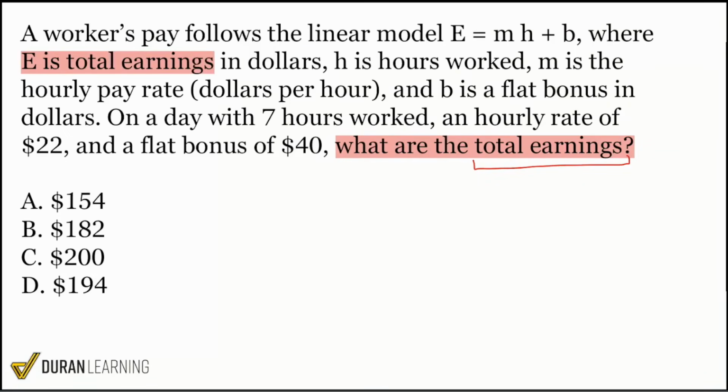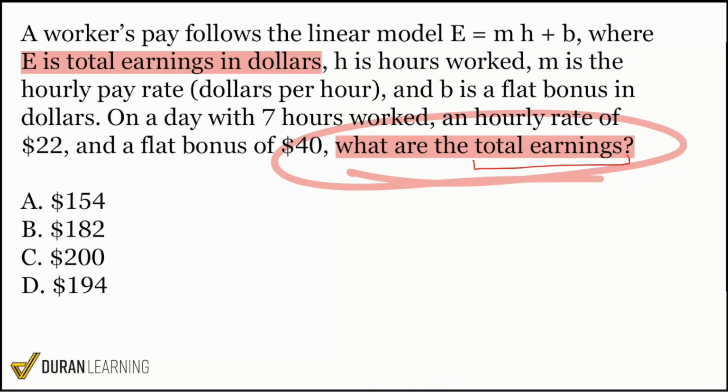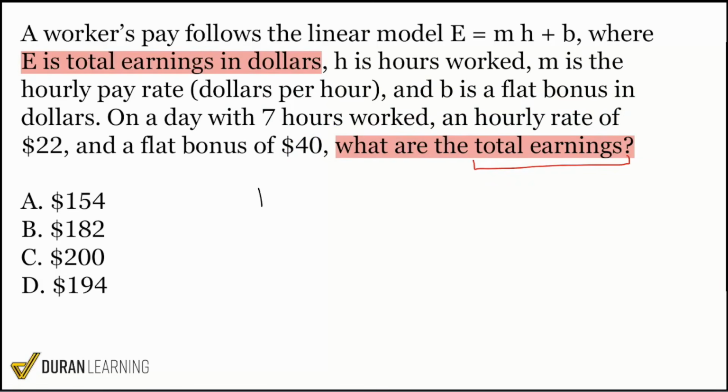E is total earnings in dollars. Is that what we're looking for as highlighted in that question sentence? Boom, we have found the connection. Immediately right there, we see we're looking for total earnings, and we see that total earnings is defined as E. So when we take a look at this formula, E equals MH plus B, we already know that we are looking for the result here, E, the total earnings.